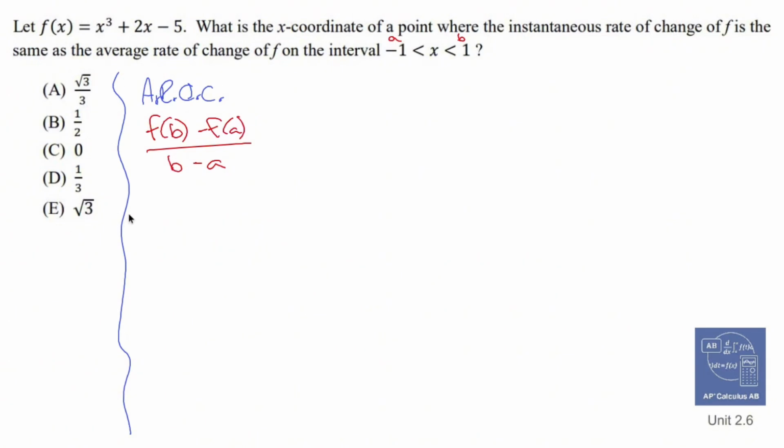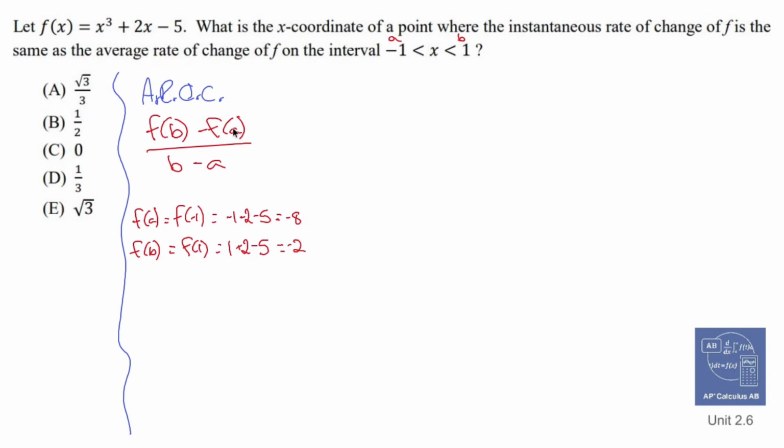So finding f of a would be me finding f of -1. That would be -1 cubed, which is -1, plus 2 times -1, so -2, minus 5. So that gets you -8. Then f of b, which is f of 1, is going to equal 1 cubed, which is 1, plus 2 times 1, which is plus 2, minus 5, and that's going to be -2.